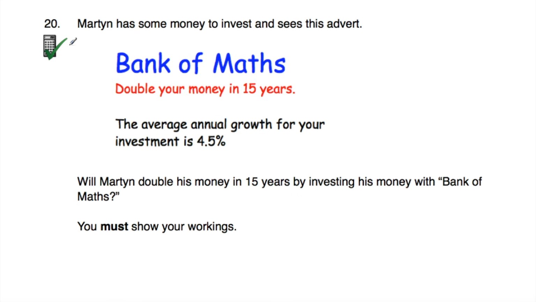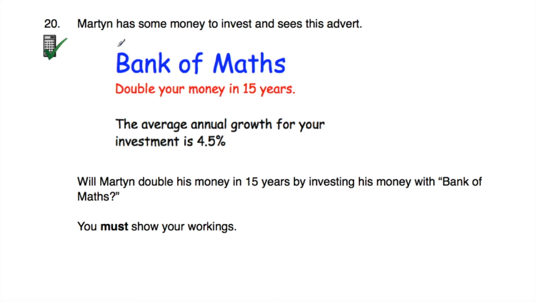Okay, let's have a look at our next question, question number 20. So question number 20 says, Martin's got some money to invest and he sees this advert and says, Bank of Mavs, and says double your money in 15 years. And it says the average annual growth for your investment is 4.5%. And the question says, will Martin double his money in 15 years by investing his money with Bank of Mavs? And you must show your workings.